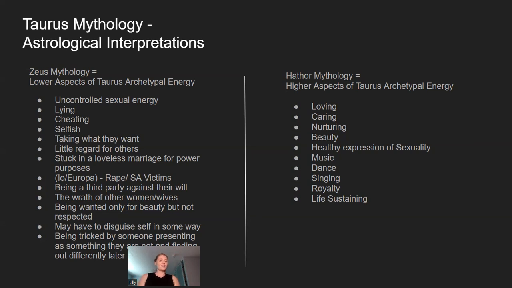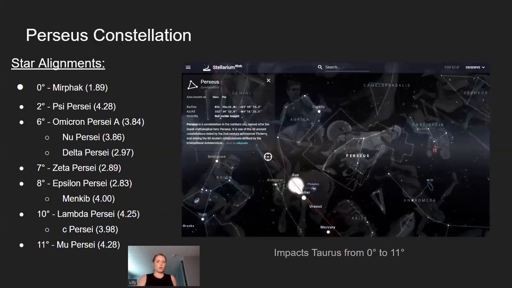So definitely the lower aspects of Taurus energy there, whereas the higher aspects would be more of the Hathor energy, tapping into that, which is loving, caring, nurturing, beauty, healthy expression of sexuality, music, dance, singing, royalty, and life sustaining just as a person. So beautiful energy, really. But again, the lower aspects can get a little dark and scary there too.